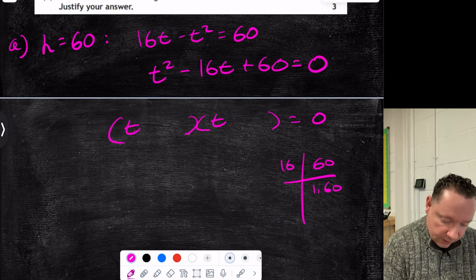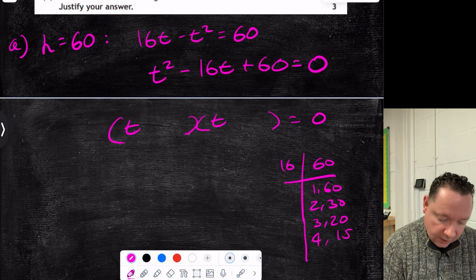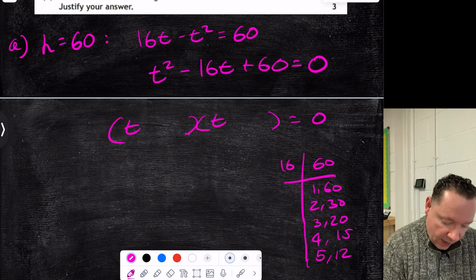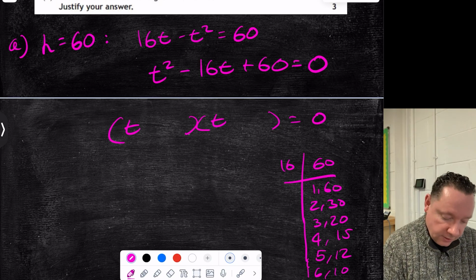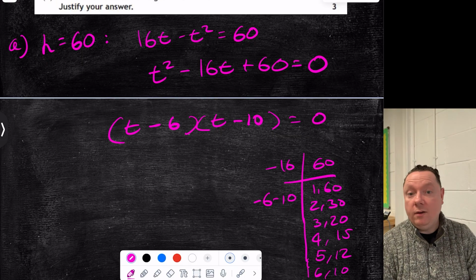So 1 and 60, that doesn't work. 2 and 30, that doesn't give me 16. 3 and 20, that doesn't give me 16. 4 and 15, well, that doesn't give me 16. Eventually you'll get to 5 and 12. 5 times 12 is 60, but 5 plus 12 doesn't work either. And then you'll get to 6 and 10. 6 tens are 60, plus 6 plus 10 makes 16, but we need to make minus 16, so it's minus 6 minus 10. Now you might have got there quicker, and if you did, well done.